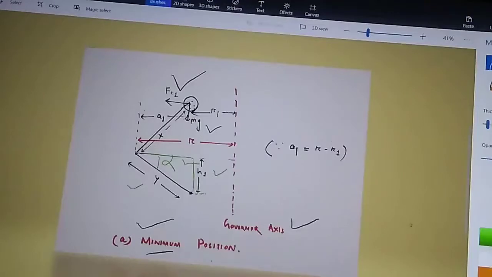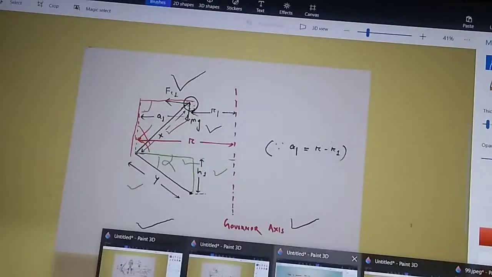Similarly, there is another right triangle here. This one is the right angle. So if this angle is alpha, then sine alpha will be a1 divided by x. So x is the hypotenuse here. This is the right angle triangle.